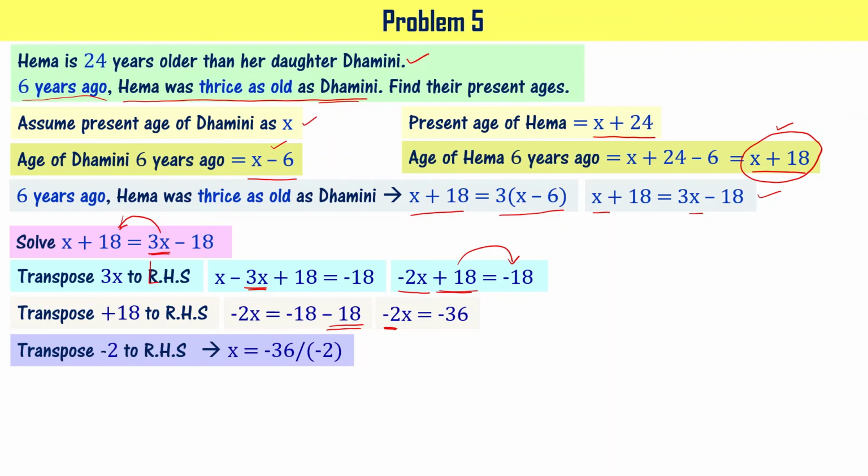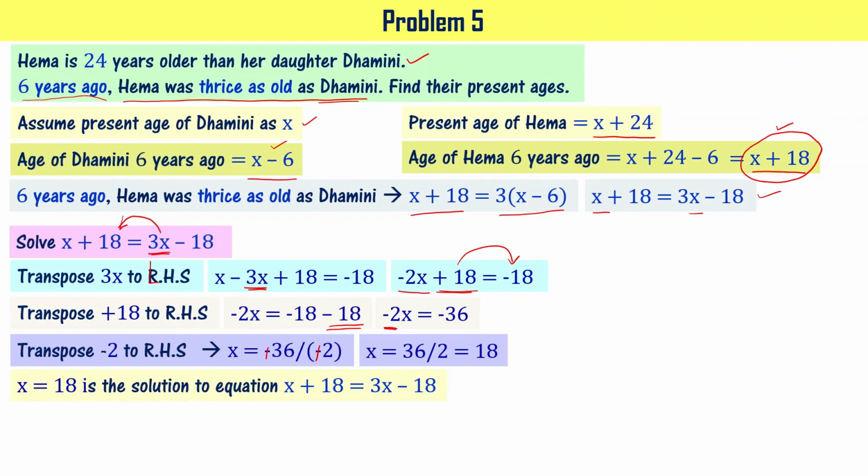Here I have minus in the numerator and I also have minus in the denominator. It means I can cancel both the minuses, right? When I do that, I can write it as x equal to 36 by 2. It means x equal to 18. So the present age of Damini is now clear. That is 18 years, right?